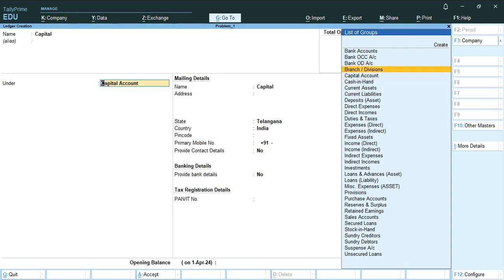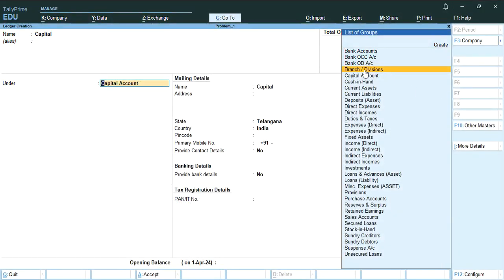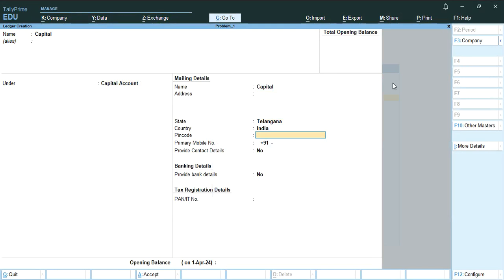Capital comes under capital account. Here I have given all the list. Verify this, make a note in your notes, and try to do it in the software. That will be highly helpful for you. Mailing details are not required. Press enter. Opening balance: in the question, we have not specified that there is an opening balance for the capital, so you need not give any balance here. Press enter. The ledger has been created.